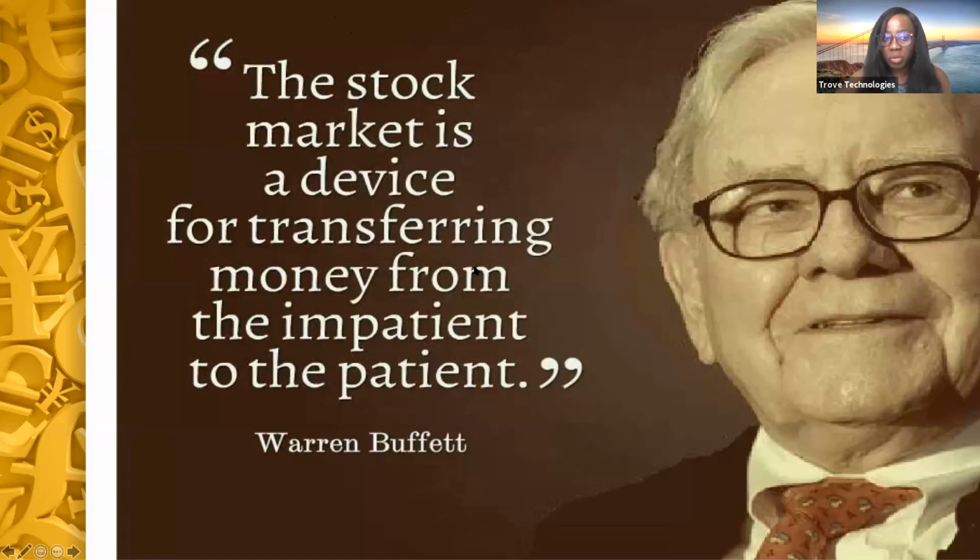So the first question we have here is, what are your thoughts on dollar cost averaging? That is consistently putting the same amount of money in a company every month, regardless of whether it goes up or down.